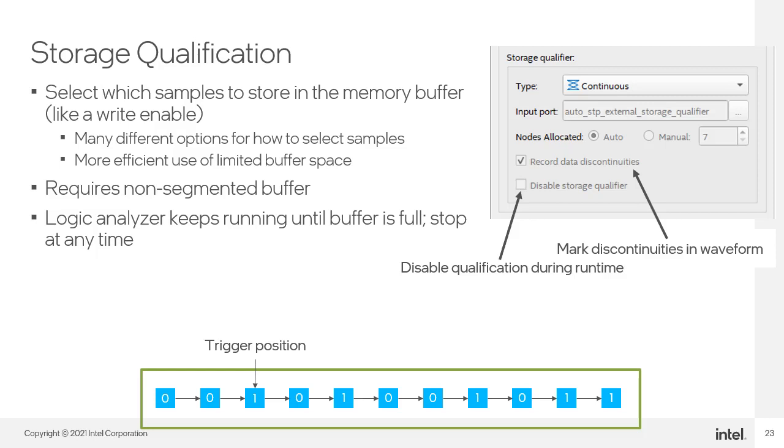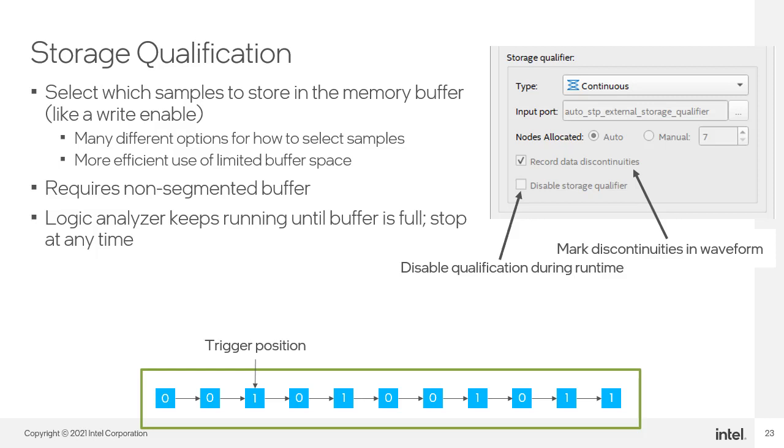Normally, captured data in a non-segmented buffer looks like the picture shown here. When the trigger occurs, pre- and post-trigger data samples are all stored in the buffer until the buffer is full, with no regard to whether the sample contains useful information for debugging or not. For example, there could be a series of samples where an important signal is idle, wasting buffer space that could be filled with samples where the important signal actually toggles.